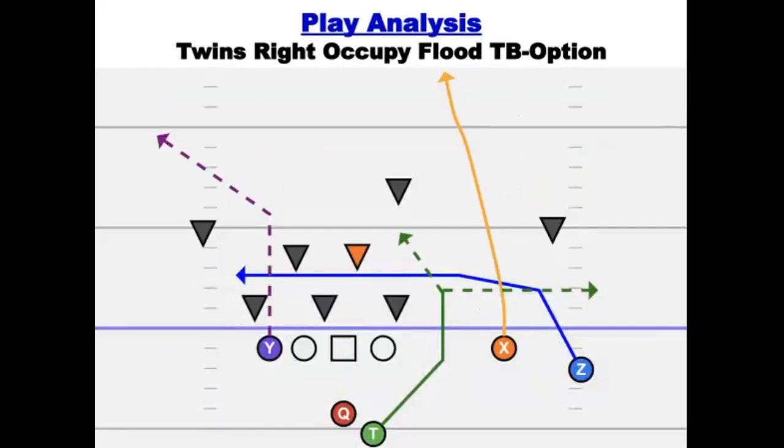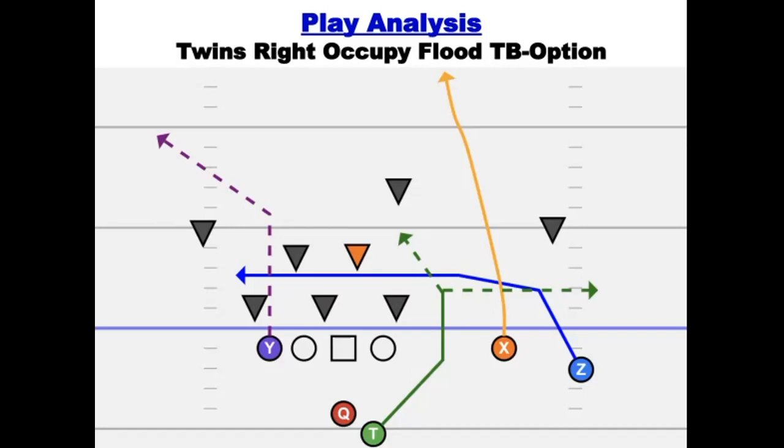So the first of the three plays here is what I'm calling twins right, an occupy flood concept, and the tailback is running the option route. So again, we're looking at running back routes here today. So let's go through this play here, starting with the O-line. I didn't draw up any play art for the O-line, but they're all going to base pass protect, guards pass blocking the D ends, and the center pass blocking the nose guard.